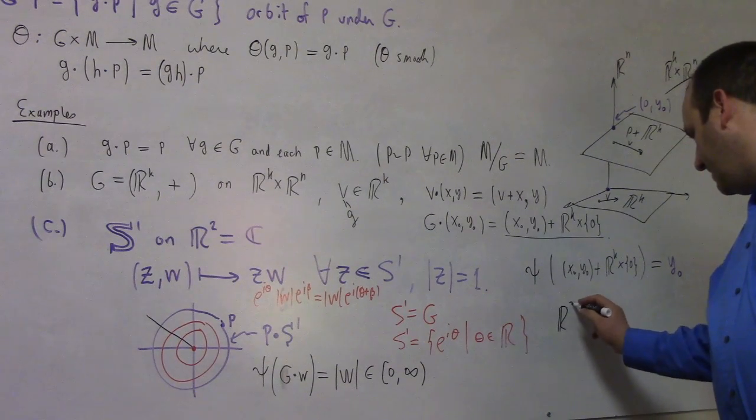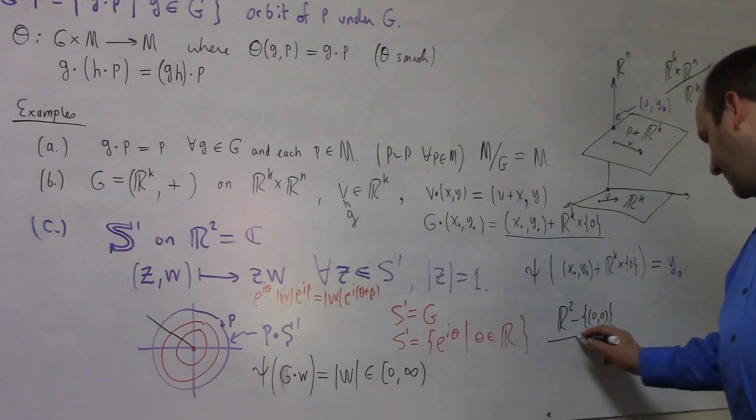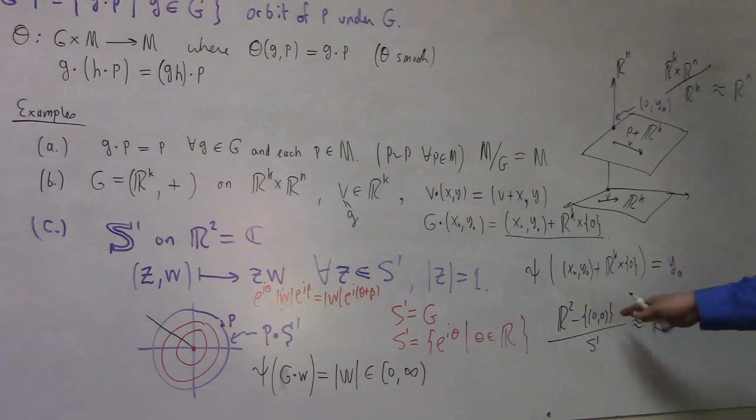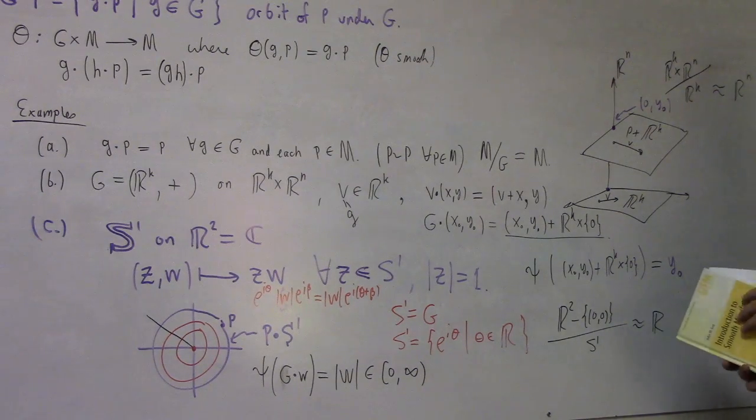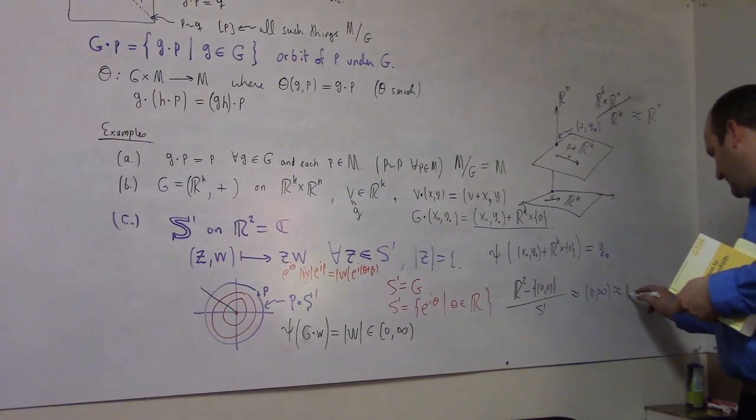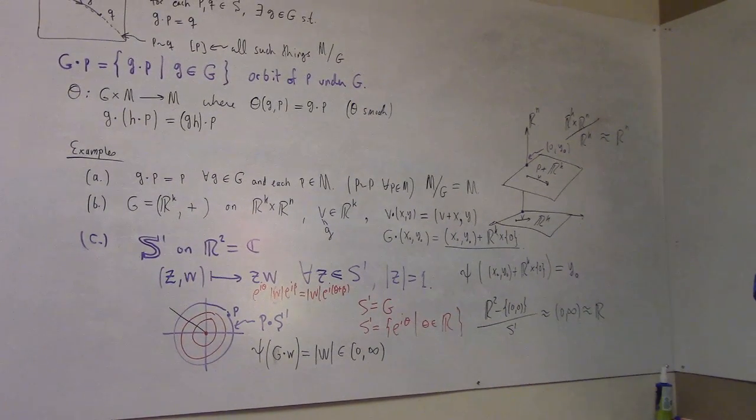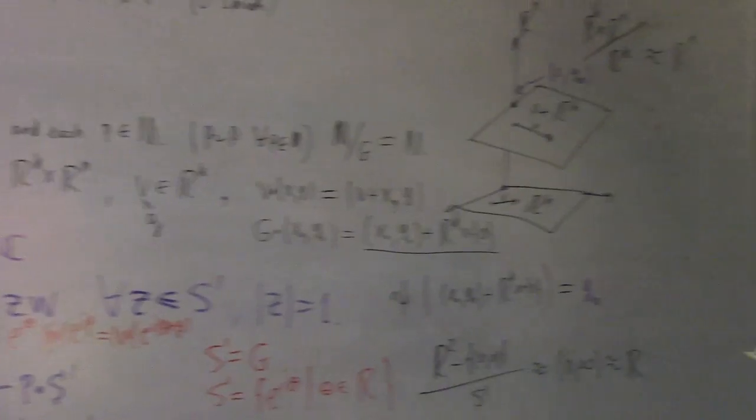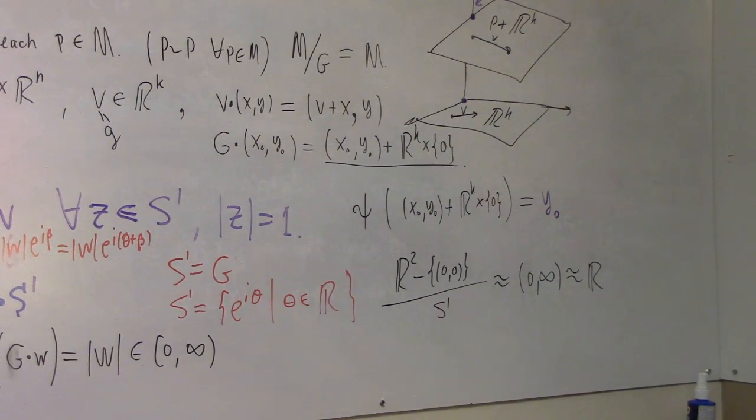Is w just any point in R2? Yeah. So if we delete the origin, then we do get this. Wait, would it be R plus? Yeah, sorry. Of course, as you know, topologically at least, and I think also diffeomorphically, yeah. All right, so, where was I?